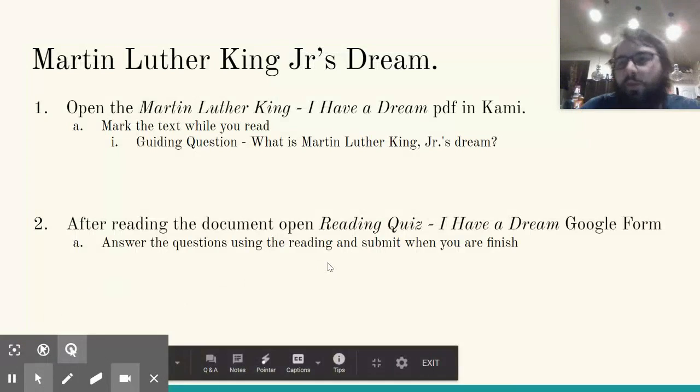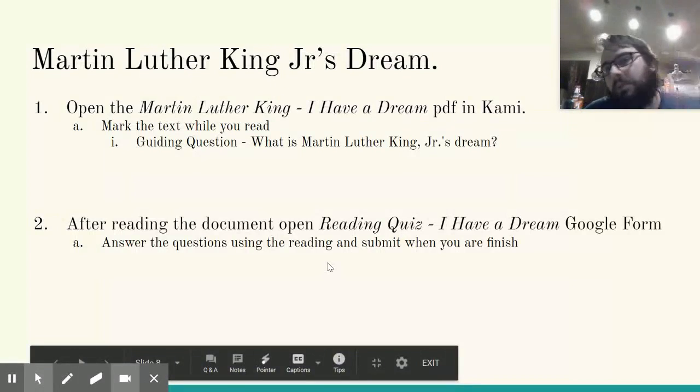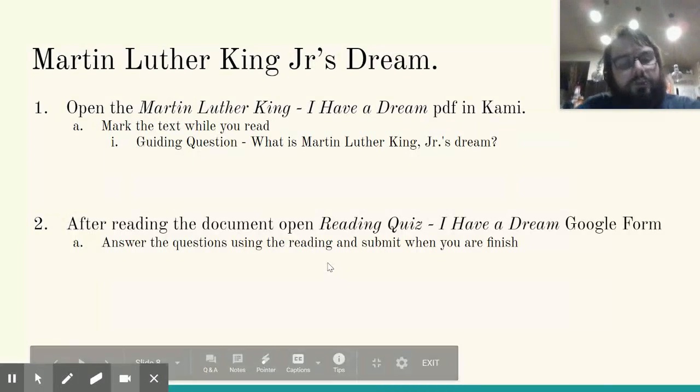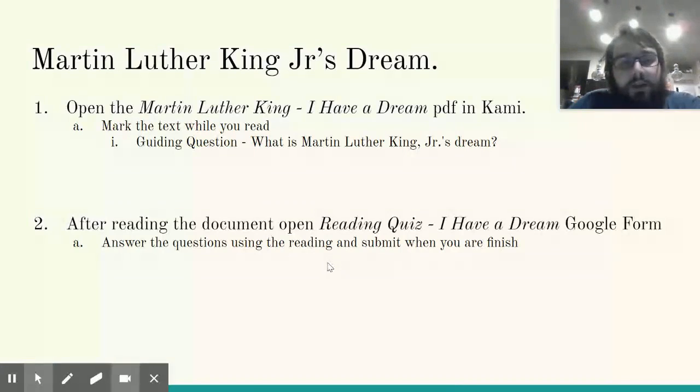Okay, so we'll open it up, we'll read it, we'll mark the text. You guys know the deal. After you finish reading, you're going to open up the reading quiz called "Reading Quiz - I Have a Dream." It's the Google Form. Answer those questions. You may absolutely use the reading. If you took any notes while reading, use those as well. Then you can submit when you are finished.